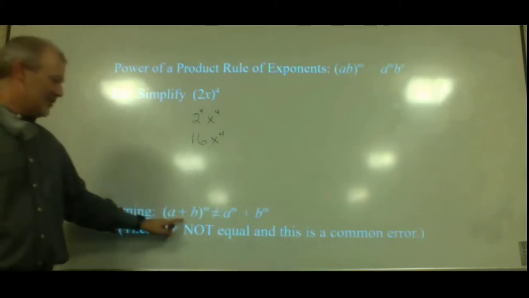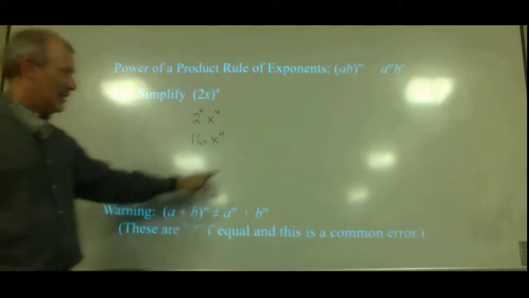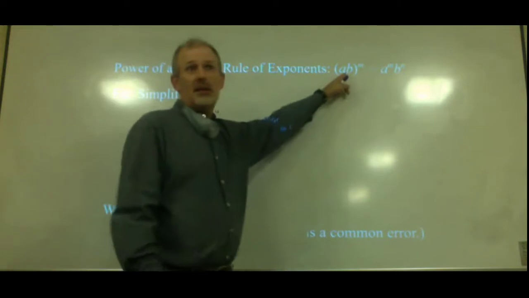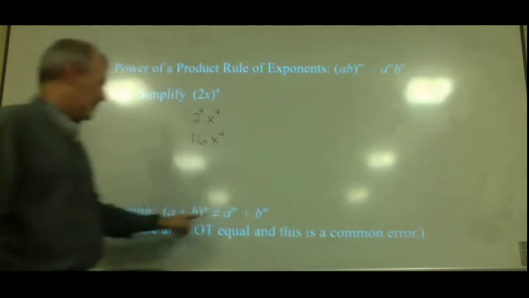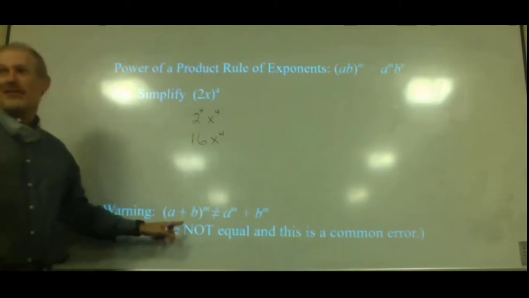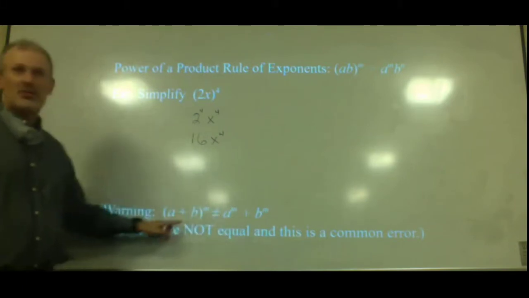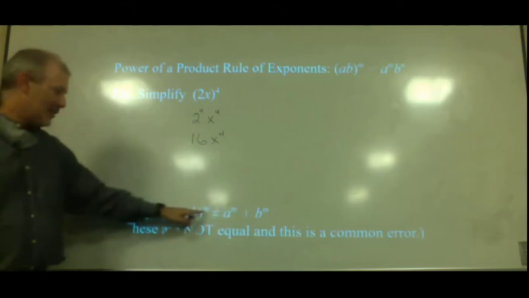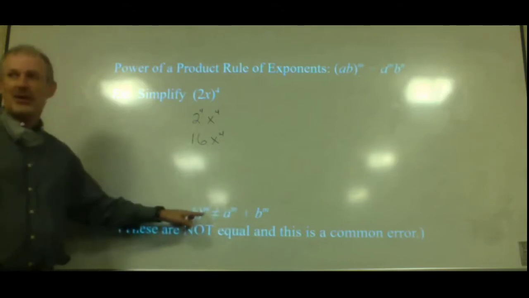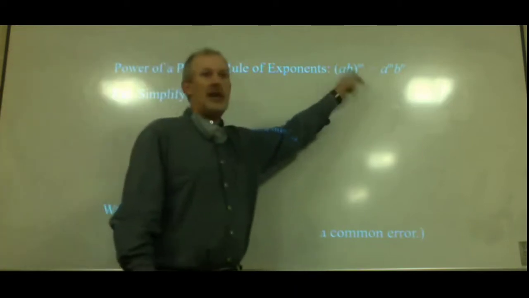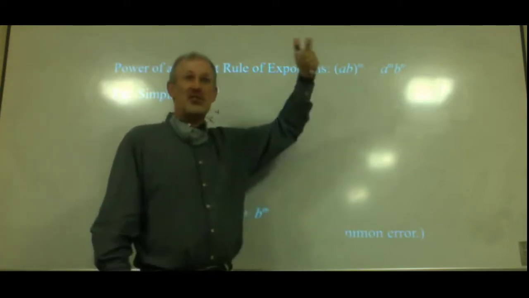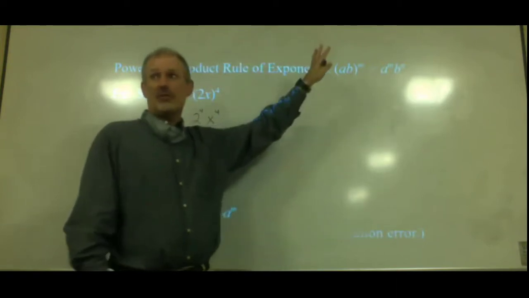The difference between this and this, what is the difference between these two? You're adding. Plus. In this one, there's a plus sign in between. These are not factors. They're not multiplied together. This is not true. This exponent right here does not just apply to the A and the B. That only works when it's all multiplication inside. If there's ever addition or subtraction, you can't use this rule.